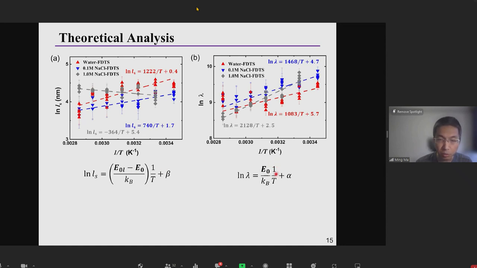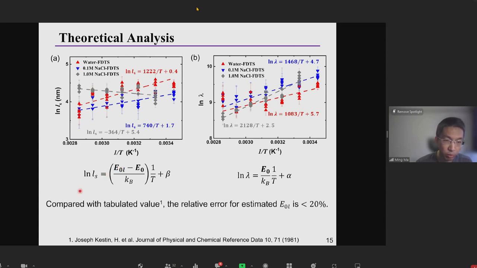And with these two, you can calculate E0, and the E0 is already a tabulated value because it's for bulk liquid. And what we found is that if we compare with the tabulated values, the relative error for the estimated E0 is less than 20%. Somehow this is a good indication to show the validity of our theoretical explanations.